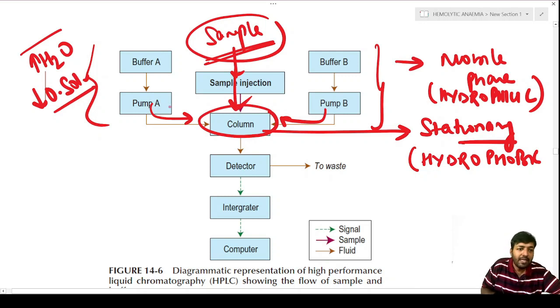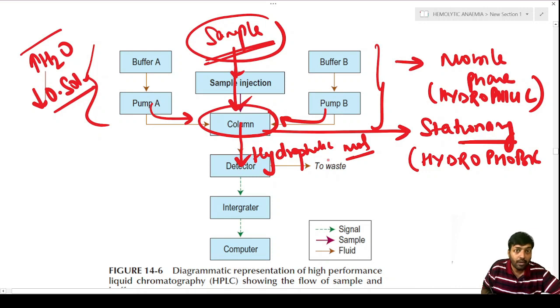So what happens when the buffer is applied and the sample is injected? Initially, the first molecules that are going to come out over here are the hydrophilic molecules. Understand this concept very importantly: initially, the hydrophilic molecules are going to come out. Okay. Now later on, what is going to happen?